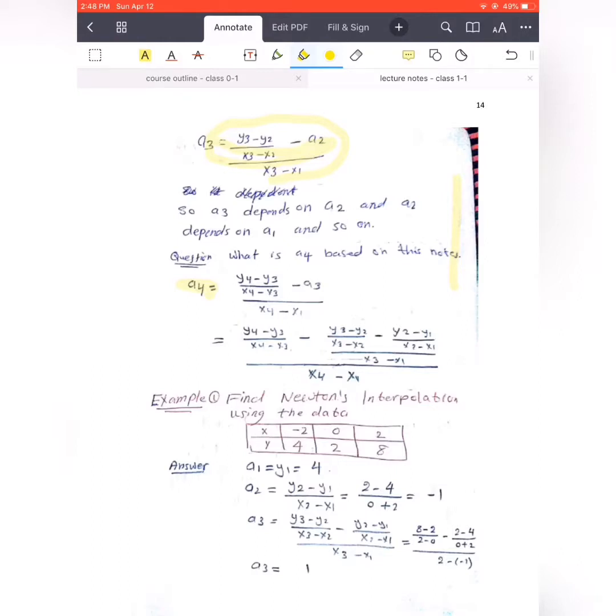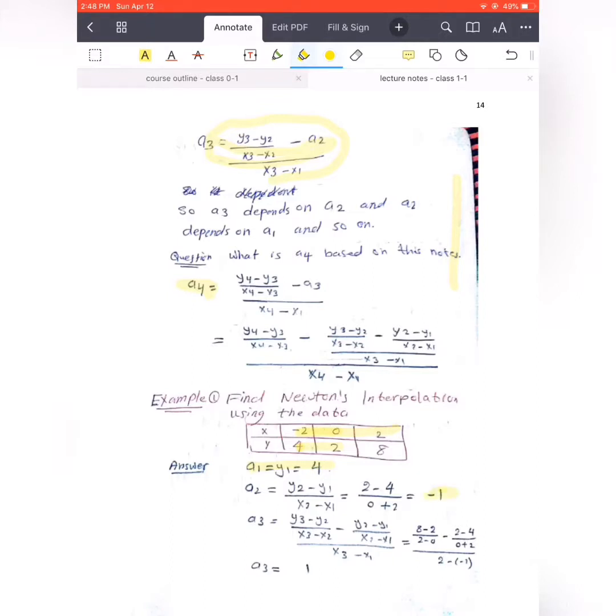Find Newton's interpolation using this data. How many data points here? 1, 2, 3. It means we will get the quadratic. Clearly A1 equals Y1, just copy from here. A2 is the slope, as we know before. This minus this, divided by this minus this, which is here. This is the answer. How to find A3?